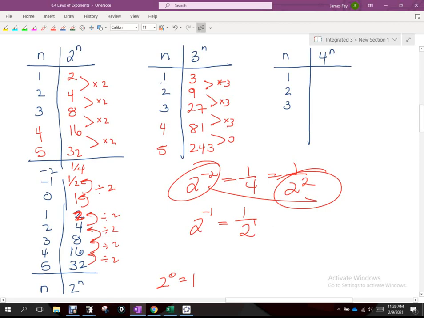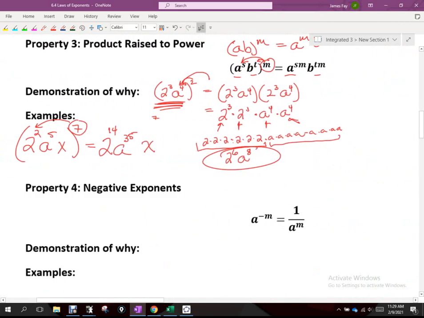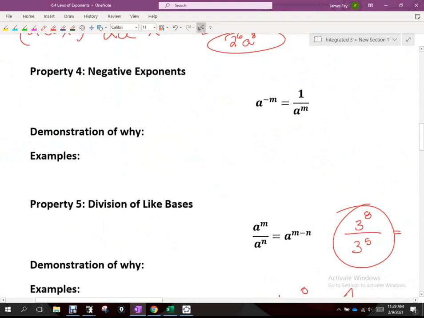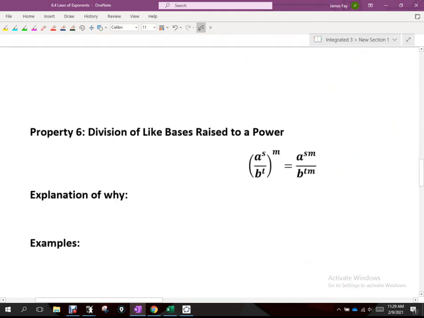Okay, so dealing with negative exponents, you're going to take them and put them in the opposite position in regards to the division sign. If they're in the numerator, they go to the denominator. If they're in the denominator, they go to the numerator. Okay.